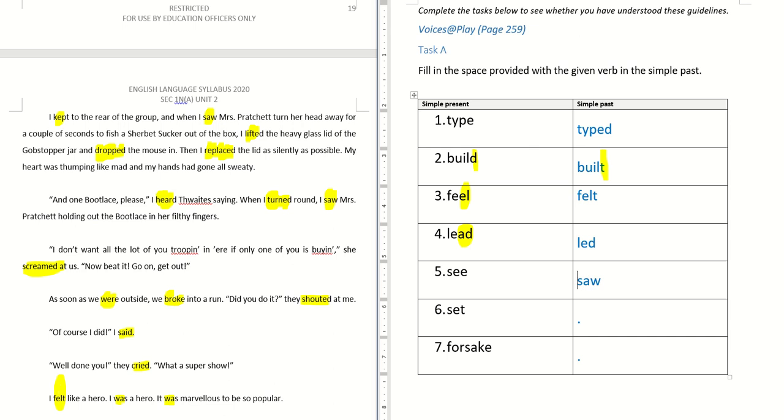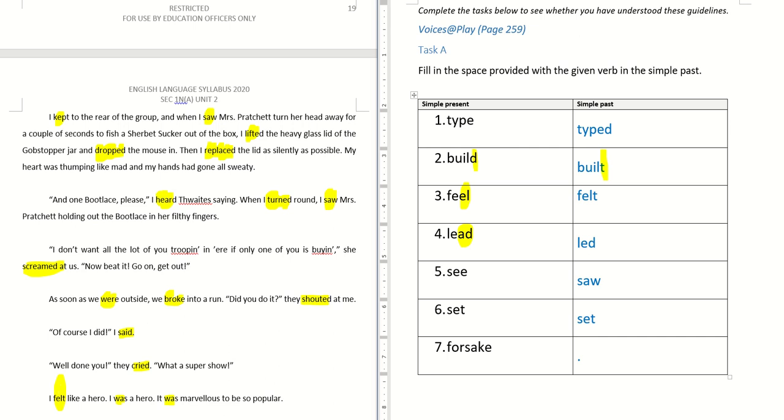Okay. Set is an irregular verb. Okay, irregular verb. So is there any change, or is there a different spelling? Is that was accepted? No. Okay, it's still set in simple past form.